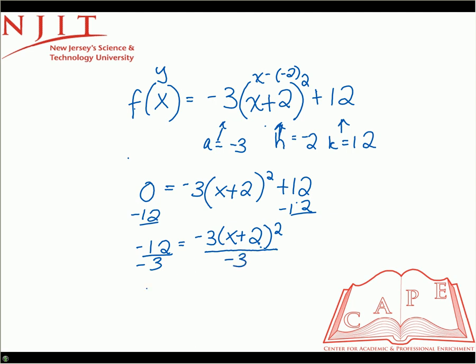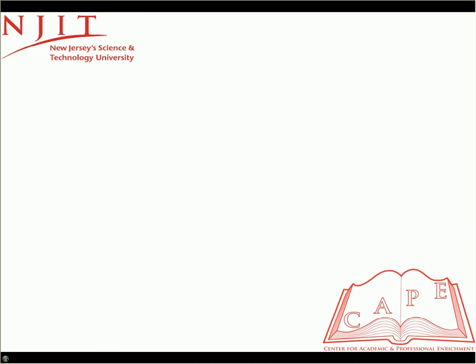That gives us a positive 4 is equal to x plus 2 squared. Now we want to get rid of that squared, and if you recall with radicals, the way to get rid of a square is by taking the square root. So we're going to take the square root of both sides, and that gives us plus or minus 2, because don't forget, when you take the square root of a number, it's both the positive and the negative, is equal to x plus 2.